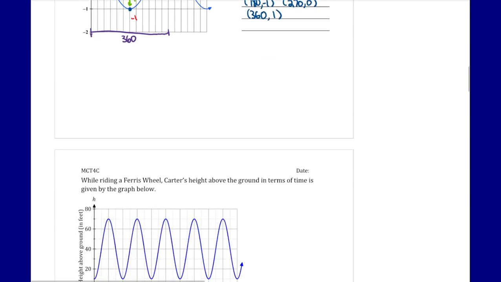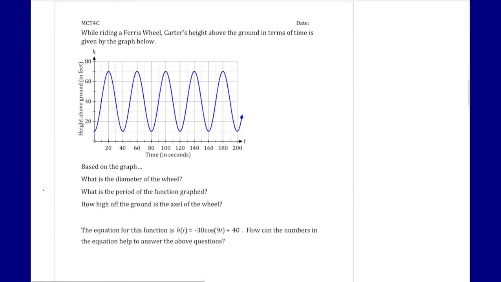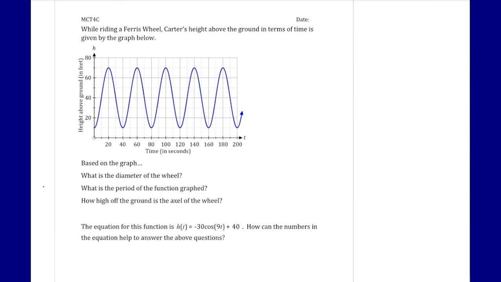Let's look at a little bit of a warm-up. While riding a Ferris wheel, Carter's height above the ground in terms of time is given by the graph below. We see our graph, time is on the x or t, and the height above the ground in feet is h or y. Based on this graph, what is the diameter of the wheel? If we draw our wheel, just a crude, quick drawing, there's our Ferris wheel. What is the diameter of the wheel? What is this total distance?